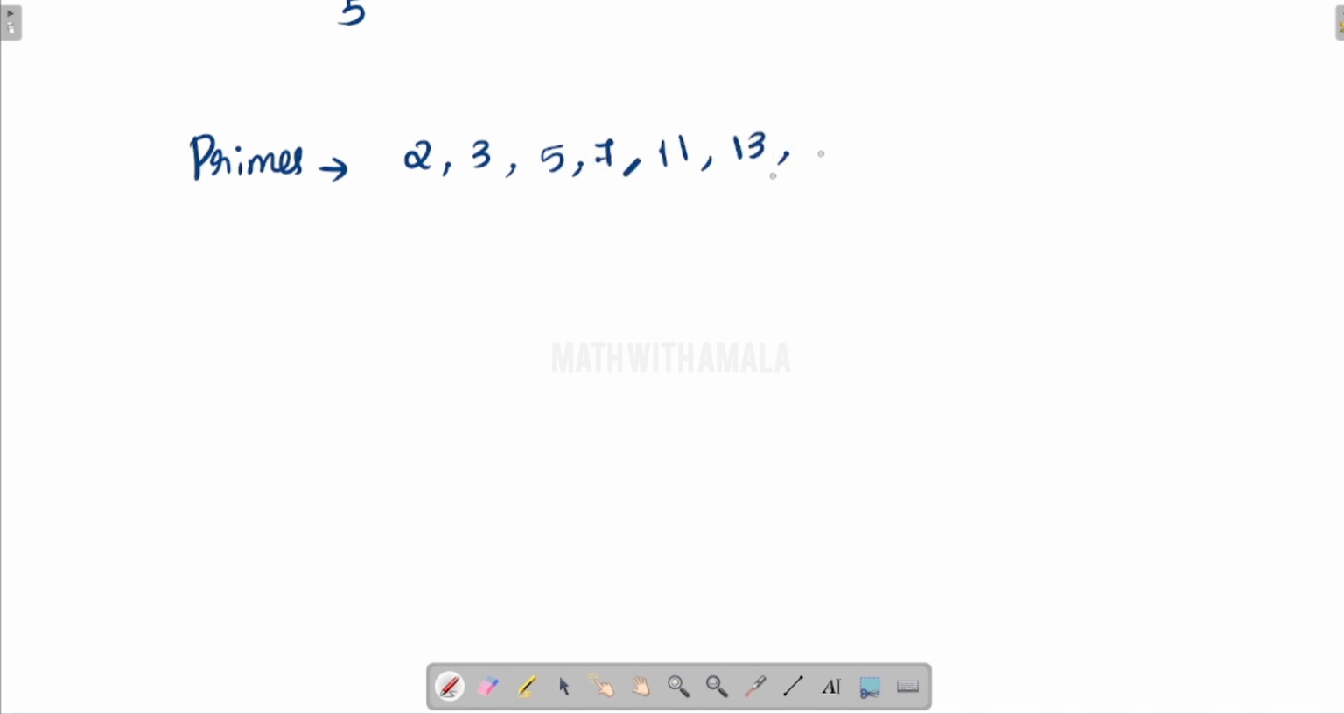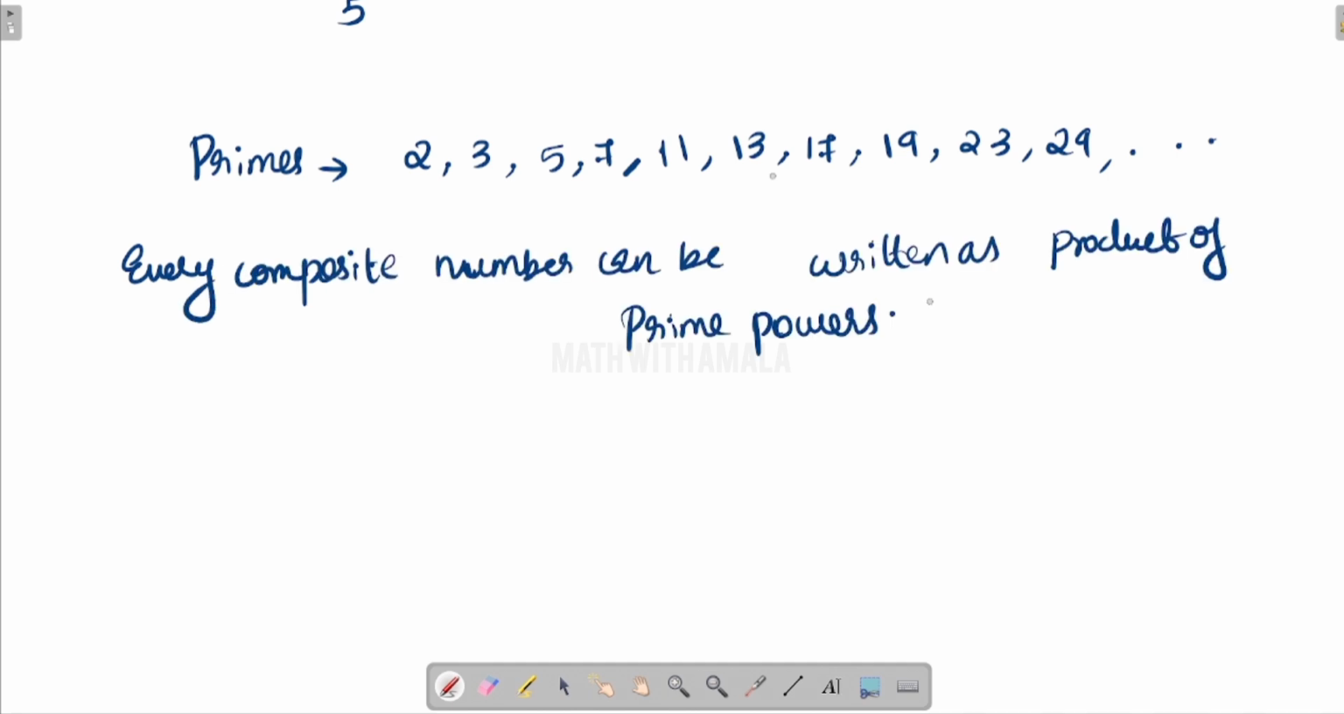So let's take some primes: 2, 3, 5, 7, 11, 13, 17, 19, 23, likewise 29, it goes on. Okay, it continues to infinity. We can take some numbers from this prime set and multiply them together, and then multiply those prime powers together in order to get a composite number. In general, we can say that every composite number can be written as a product of prime powers.